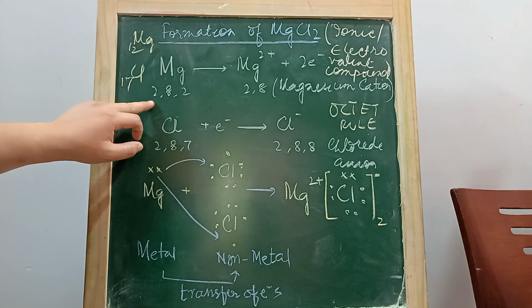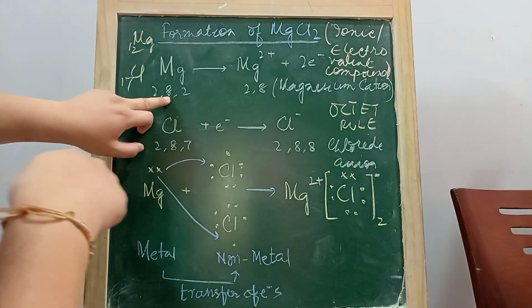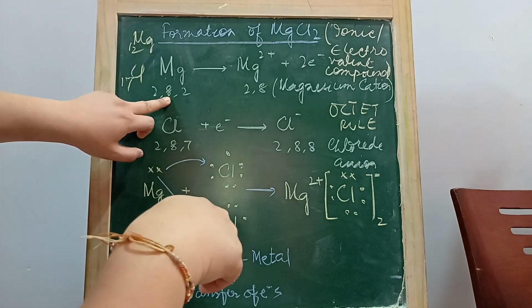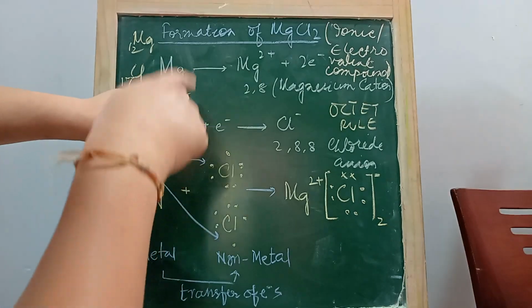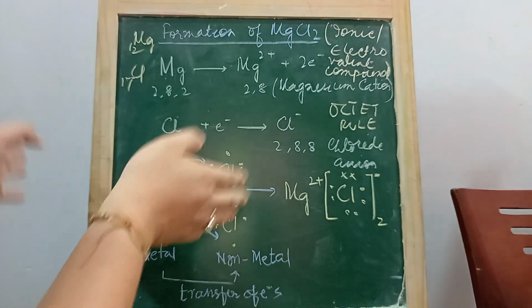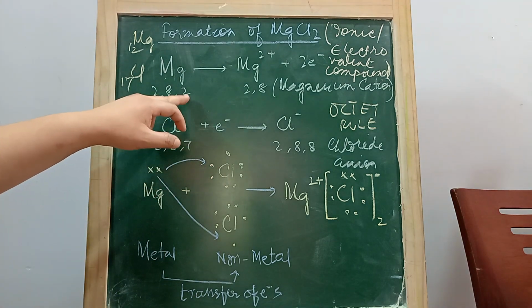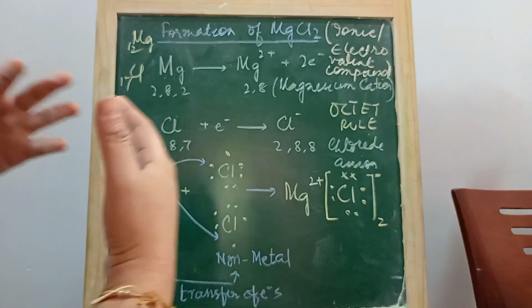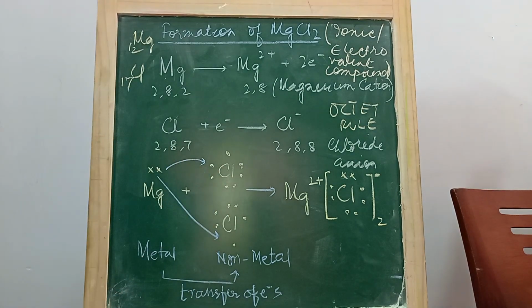So the configuration is 2,8,2. It means there are 2 electrons in the first shell, K shell, then 8 electrons in the L shell, and 2 electrons in the N shell. So the N shell for the magnesium atom is the outermost shell, which is also called the valence shell. The electrons present in the outermost shell are known as valence electrons because they are present in the valence shell.